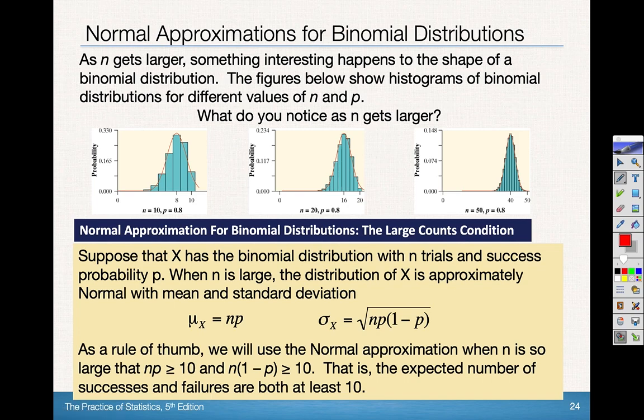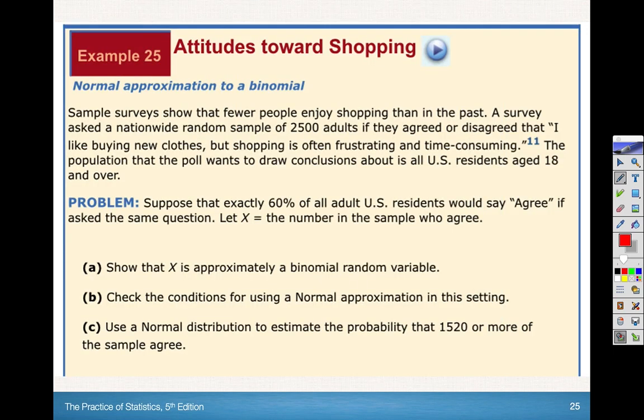What I'm about to say means you are replacing binomial PDF and binomial CDF with normal calculations if n times p is greater than or equal to 10 and n times 1 minus p is greater than or equal to 10. If both of these conditions are true, that is, the expected number of successes and failures are both at least 10, you switch and use normal calculations. Let me show you how it works.